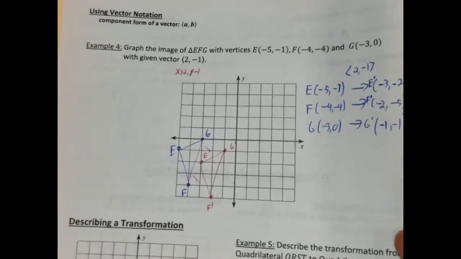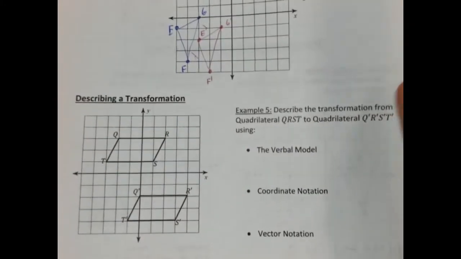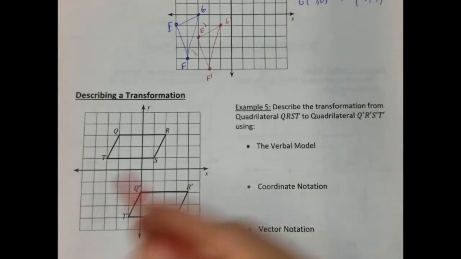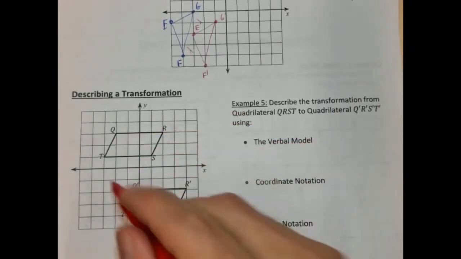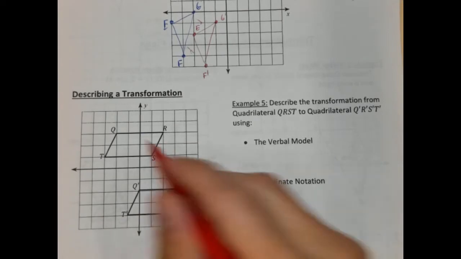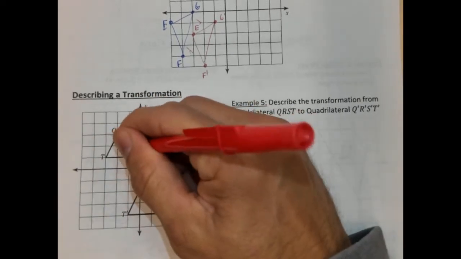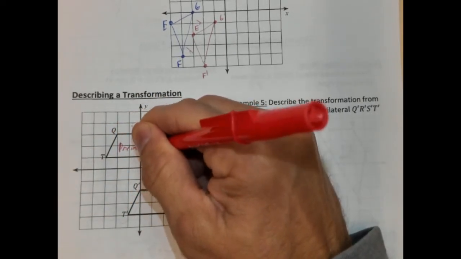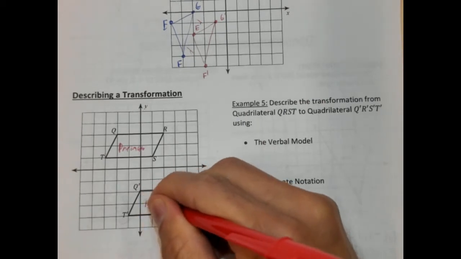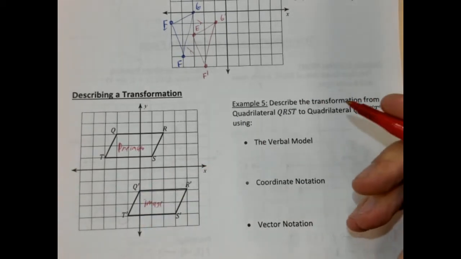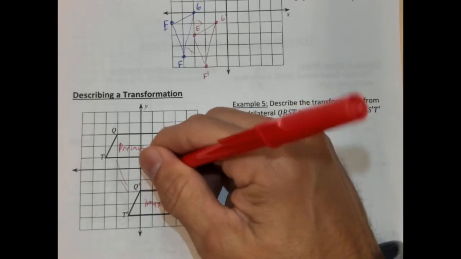So those are the three ways you're really going to be seeing it. Now we have describing the transformation. We're given a translation, like we translated this way, right? You can tell because these are the primes. So we know this is the preimage. Let's label that preimage and image. Okay, so we're going this way.